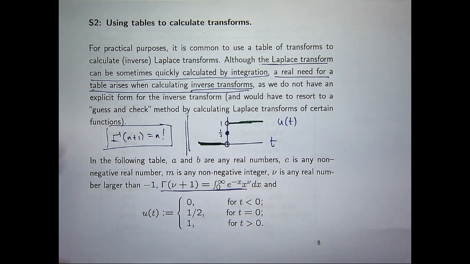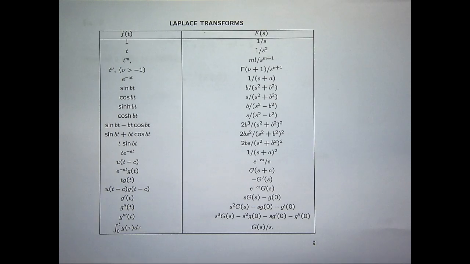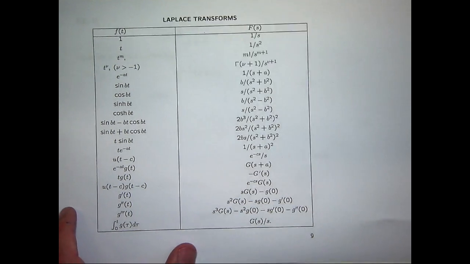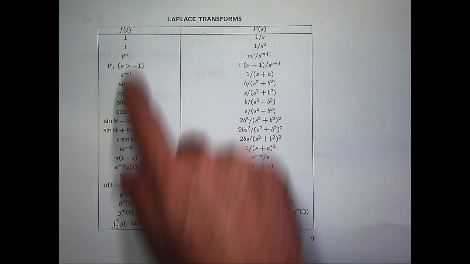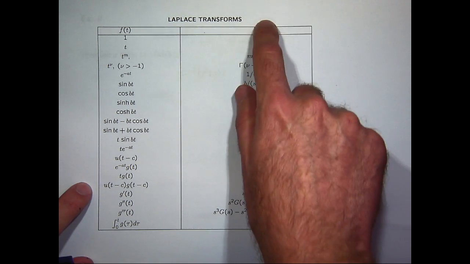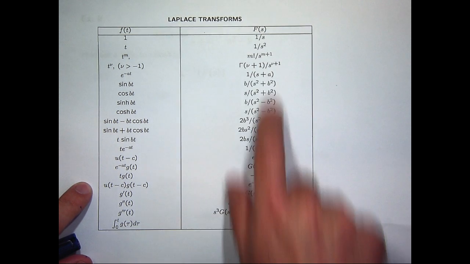Okay, so the table that I'm going to work with in lectures is the following. Now, I must admit, in your assessment, you won't get quite such a wide table. So you need to be aware of what transforms you'll be given in the usual formula sheets with all the exams. So down the left-hand side, I've got functions of t, and down the right-hand side, I've got their transforms, functions of s.